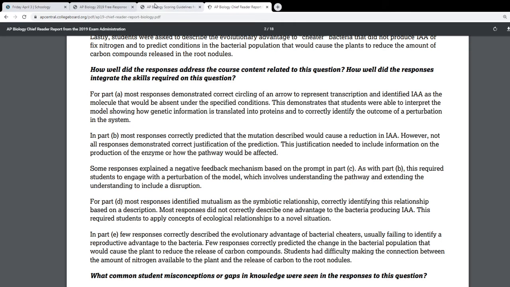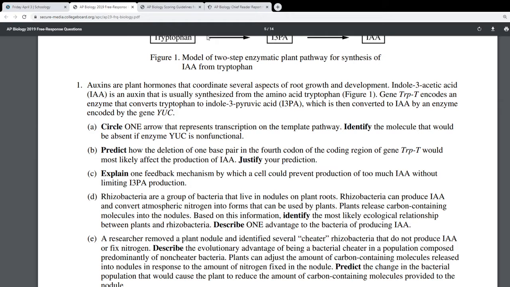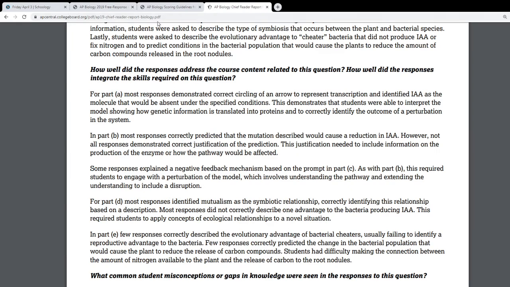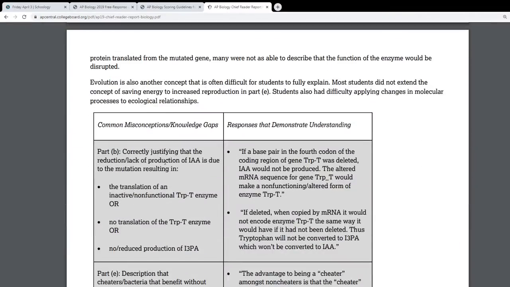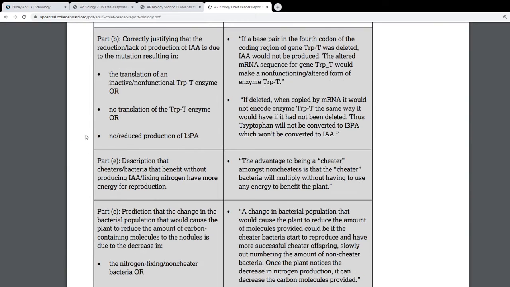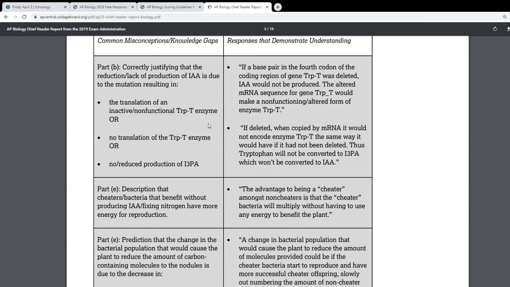This Chief Reader report is available to everybody, as are the scoring guidelines, as are the free response questions. So you can actually go through all of them, kind of practice, and then compare what you found. Down here in the Chief Reader report, it talks about each question and the major misconceptions and what responses they were really looking for. So for part B, that justification part, they were looking for answers similar to this one.